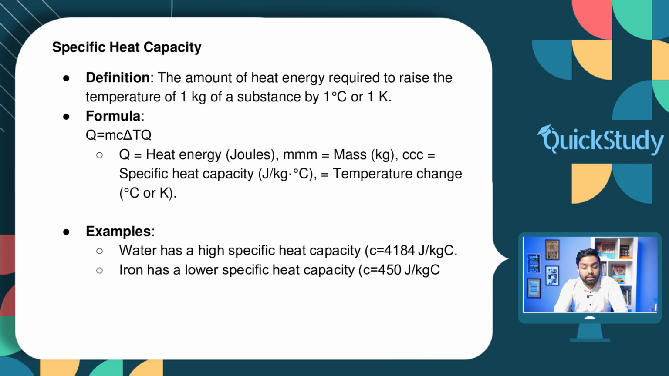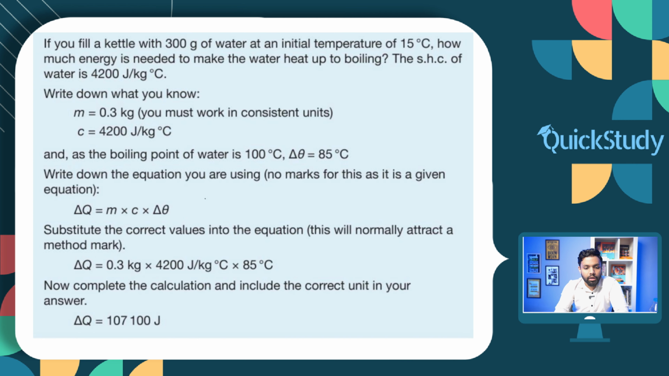So let's take an example for this. For example, water has a high specific heat capacity, which is about 4,184 joules per kg degree Celsius. And iron has a lower specific heat capacity, which is basically 450 joules per kg degree Celsius. So let's do an example which we can do with this formula.